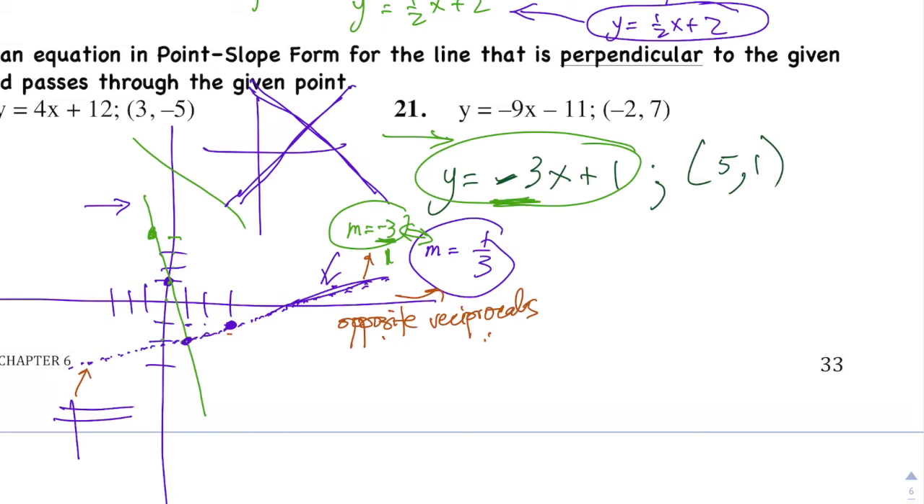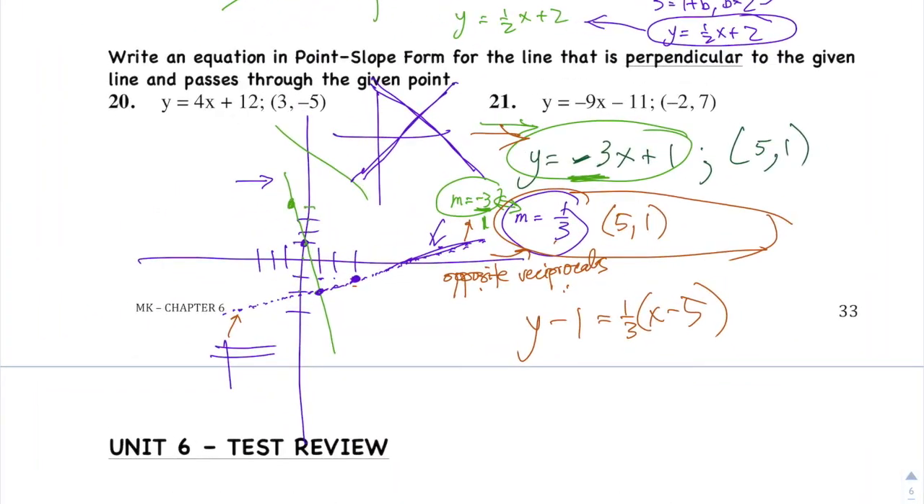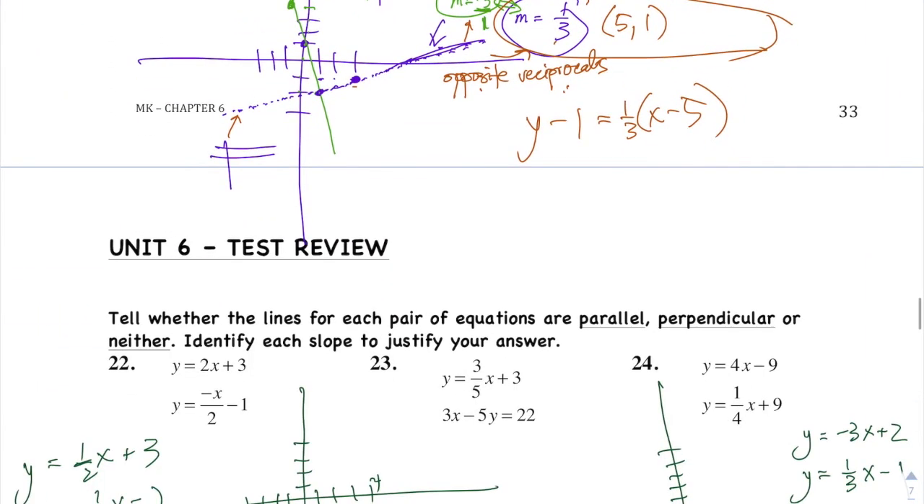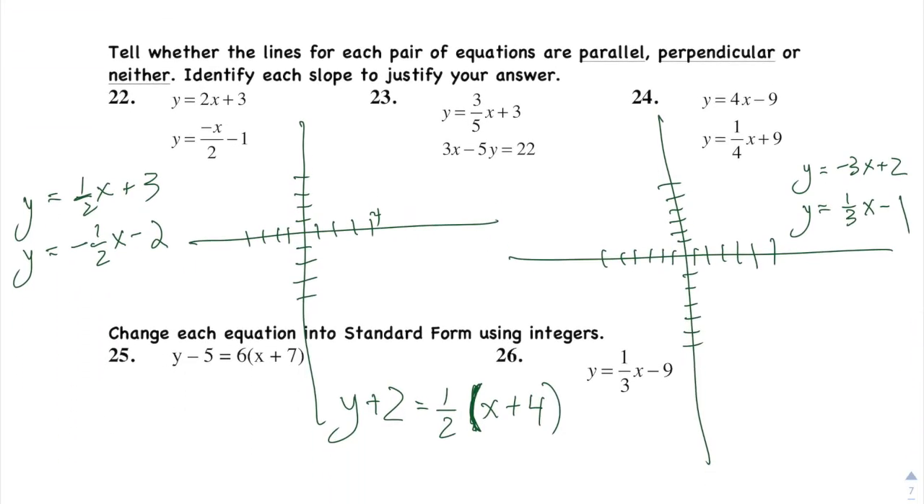So, in order for it to be perpendicular to this, we need a slope of positive 1/3, and it needs to go through 5, 1. And we just apply our point slope formula. Y minus 1 equals 1/3 times x minus 5. And since they don't want it in point slope form, they don't want it in slope-intercept form, you just leave it and call it a day. Okay, bing, bang, boom, and Bob's your uncle, your pal.